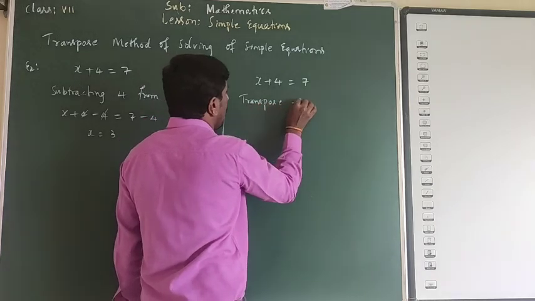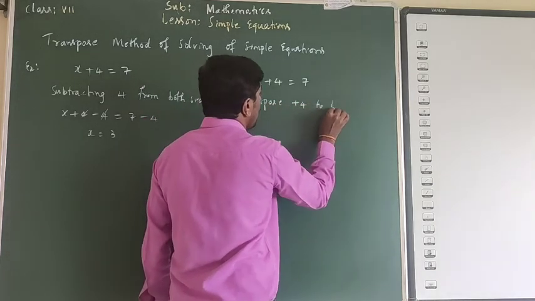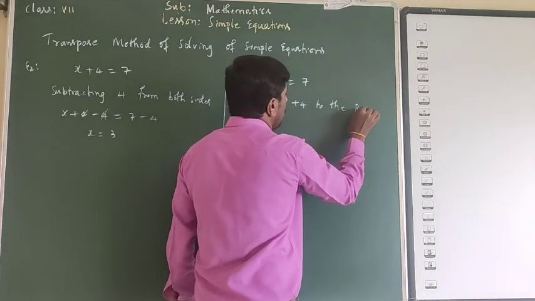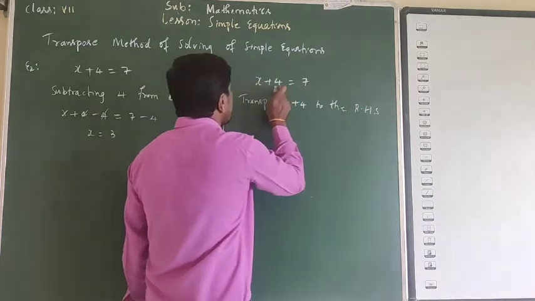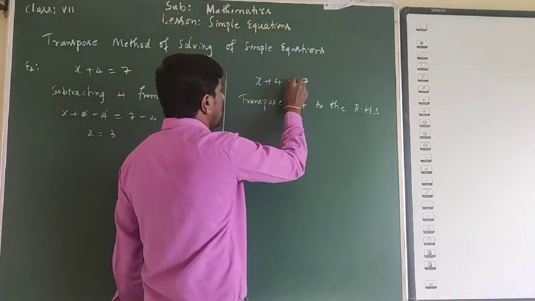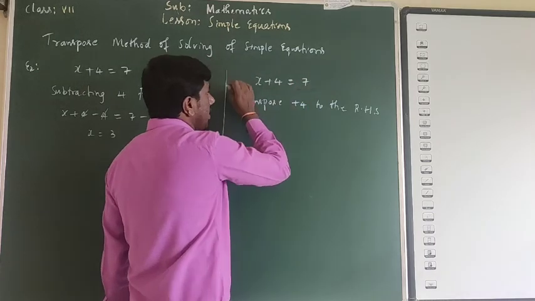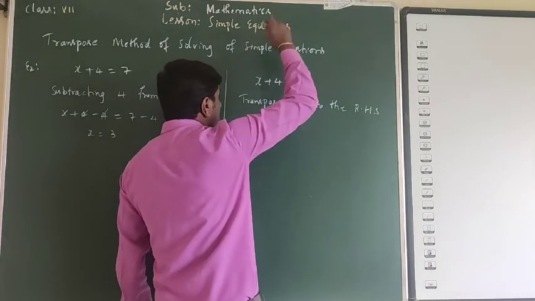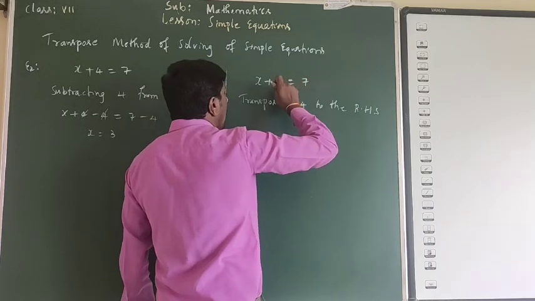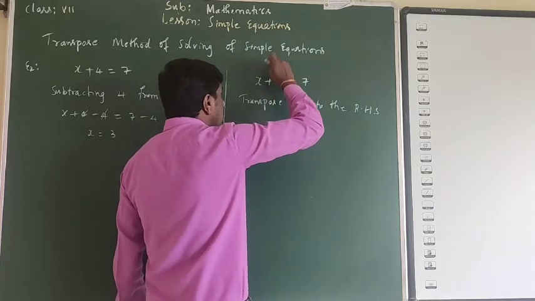Transpose plus 4 to the RHS. We know that this is the LHS side and this is the RHS side, right? Right hand side, left hand side. Plus 4, I am transposing to the RHS. I am transposing from LHS to the RHS.